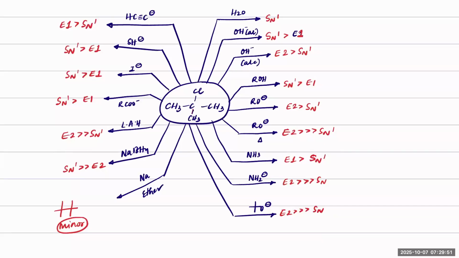But SN1 और E1 में सिर्फ एक ही difference है, heat. Only when the heat is given it is E1. Otherwise it is SN1. Got it? Okay. Please check. It is an STP.